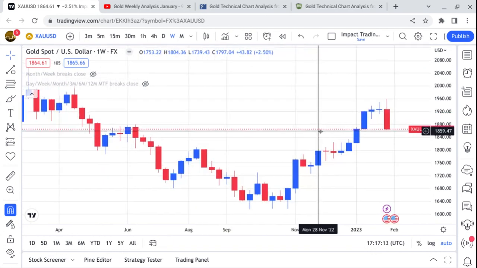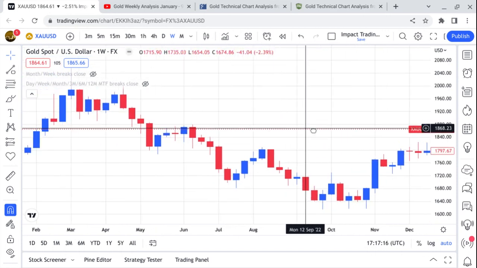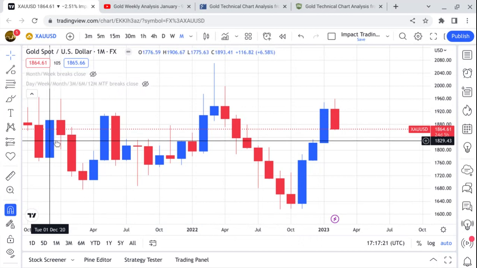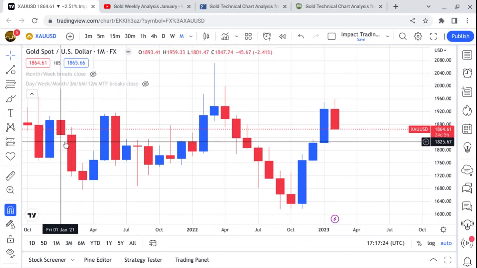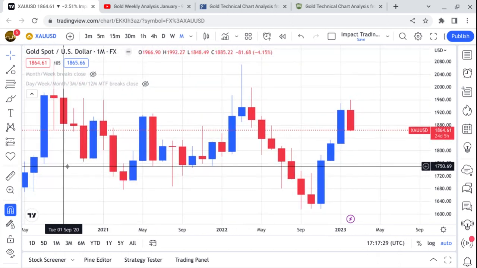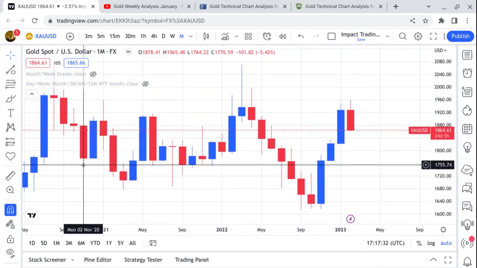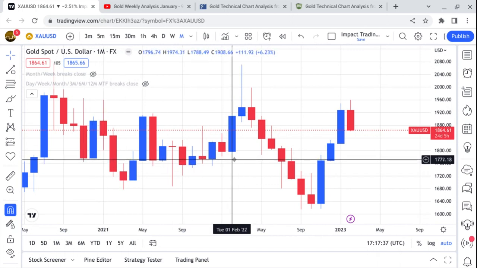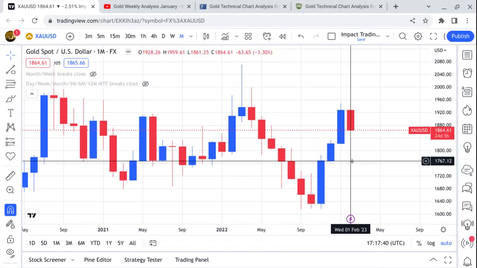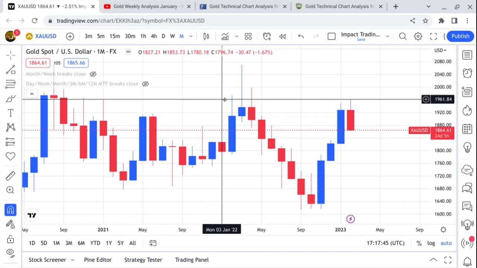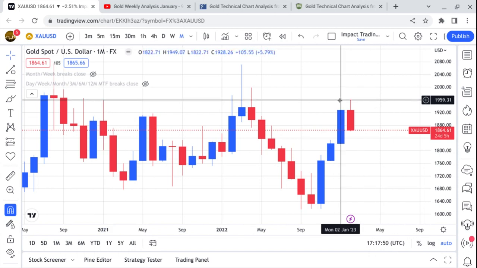Now, how did we know that? Let's go back to the monthly chart. The area of 1960 was tested 1 time, 2 times, 3 times, 4 times in the following years. So November 2020, January 2021, February 2022, and then again here in February 2023. So we know that the institutional traders, the market movers and the market makers already have the orders placed here.